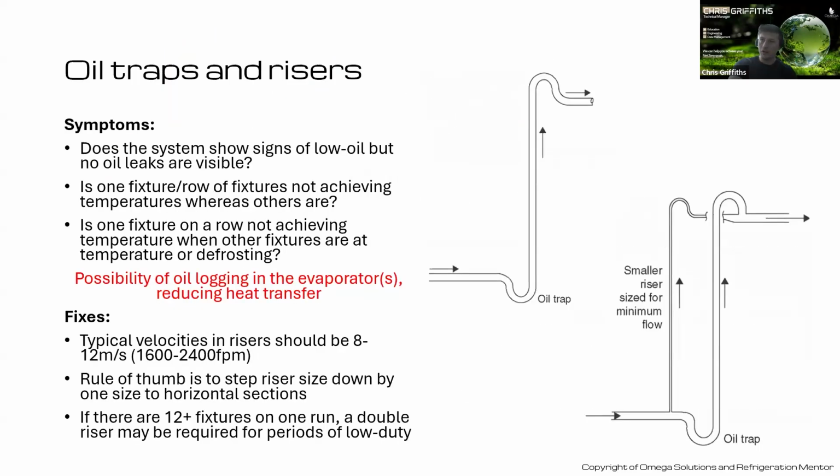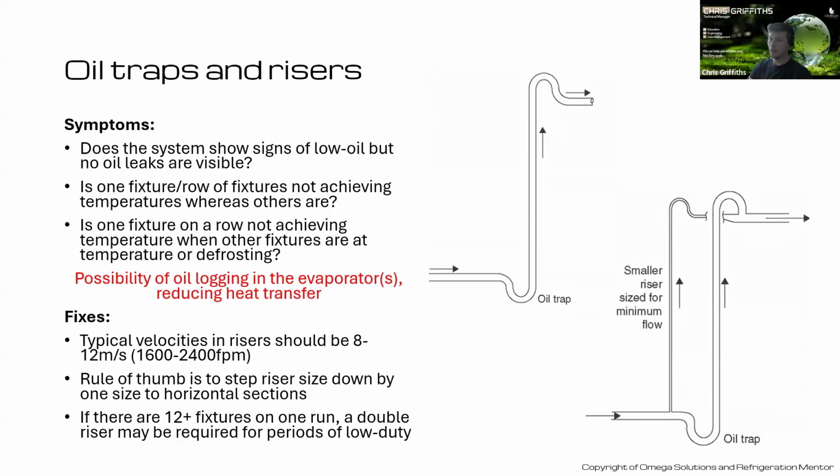So very quickly, just have a quick look on oil traps and risers. If there was a fault with these, if you go to the site and you find the system showing signs of low oil, but no oil leaks are visible, what could it be? Is the oil getting trapped in the riser? Is it getting trapped in the evaporators? So try and go through logically, find out where it would be stuck, check your velocities for each riser.